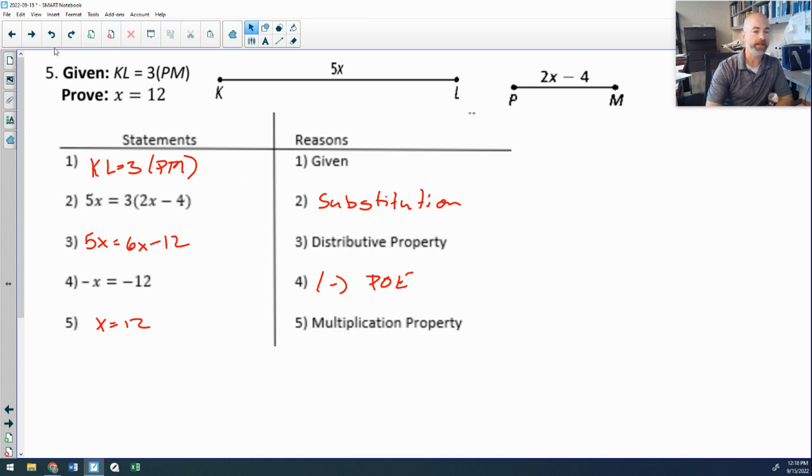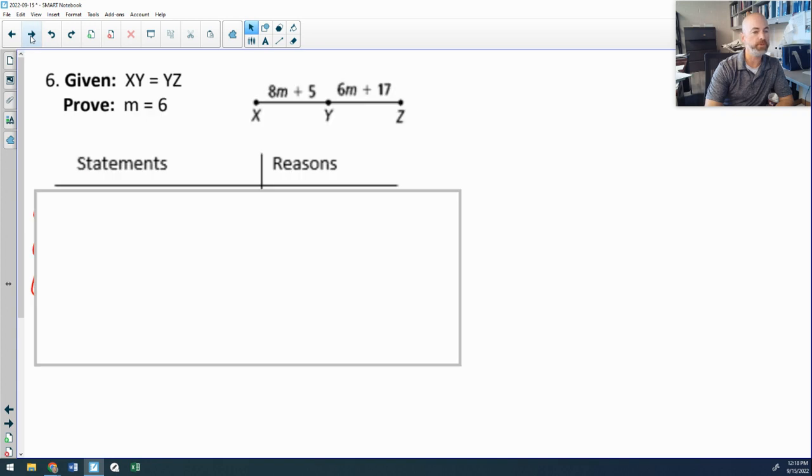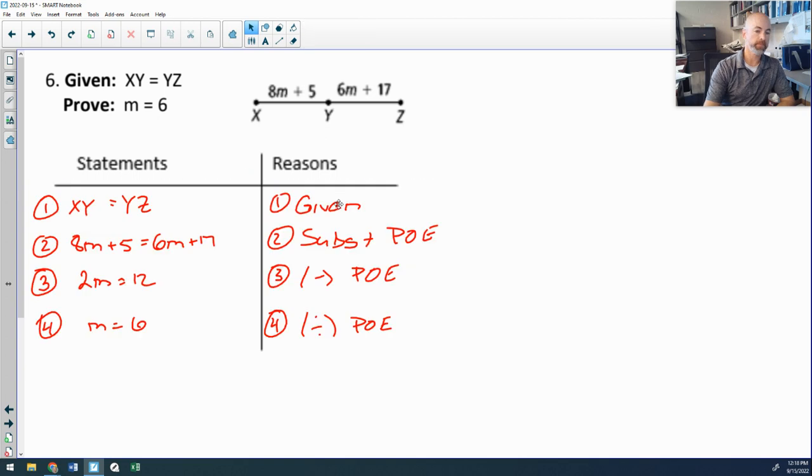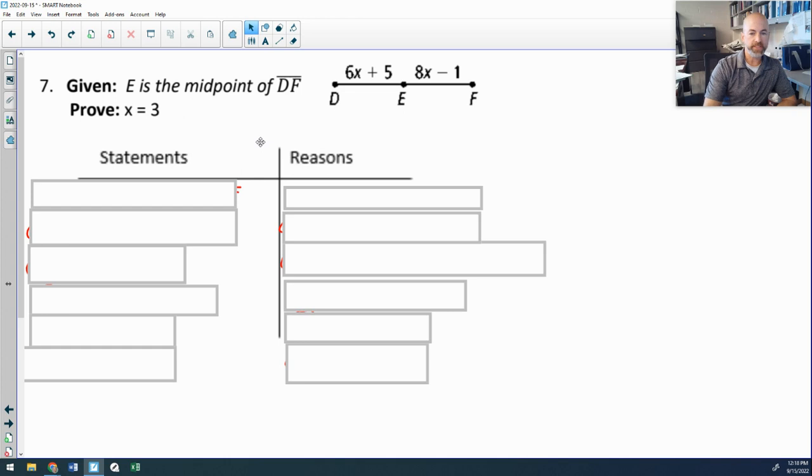of each line. So I'm going to go on to 6. Again, I'm not going to work this one out in detail. It's very similar to the one we did just a minute ago. So here's our given information, and I'm about to show you the answer. There's the answer for this one. Here's the answer for this one. Good, bad. All right, I'm going to move on. Number 7. E is the midpoint of DF, and we want to prove that x is equal to 3.